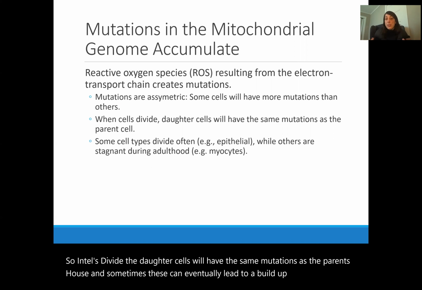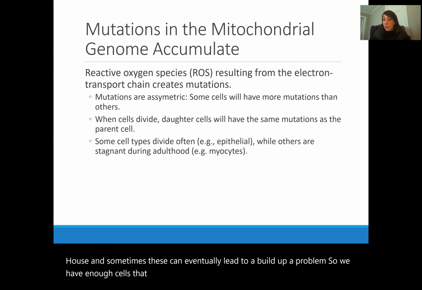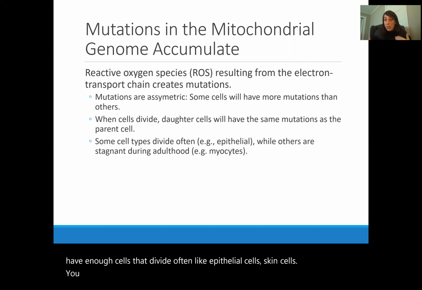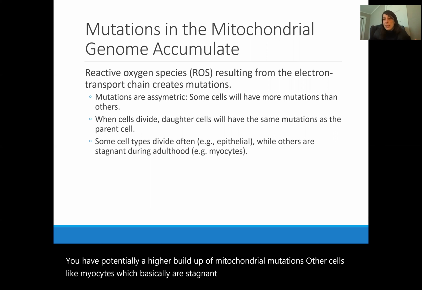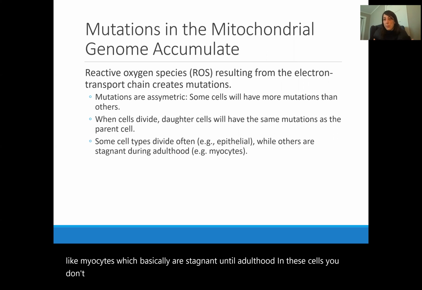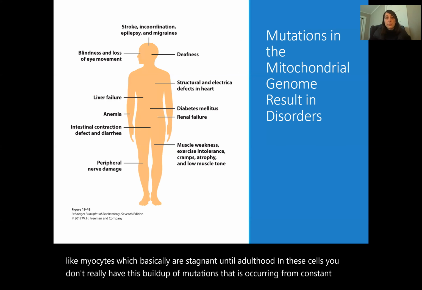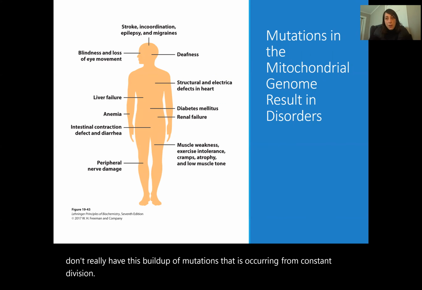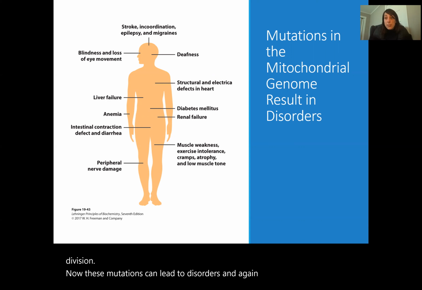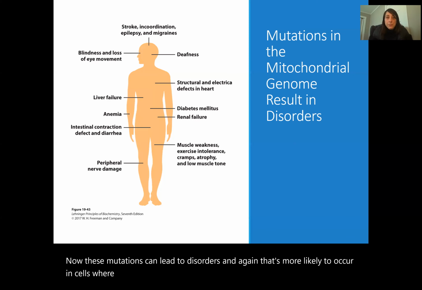If you have cells that divide often, like epithelial cells, skin cells, you have potentially a higher buildup of mitochondrial mutations. Other cells, like myocytes, which basically are stagnant until adulthood, in these cells, you don't really have this buildup of mutations that is occurring from constant division. Now, these mutations can lead to disorders. And again, that's more likely to occur in cells where you have more division.